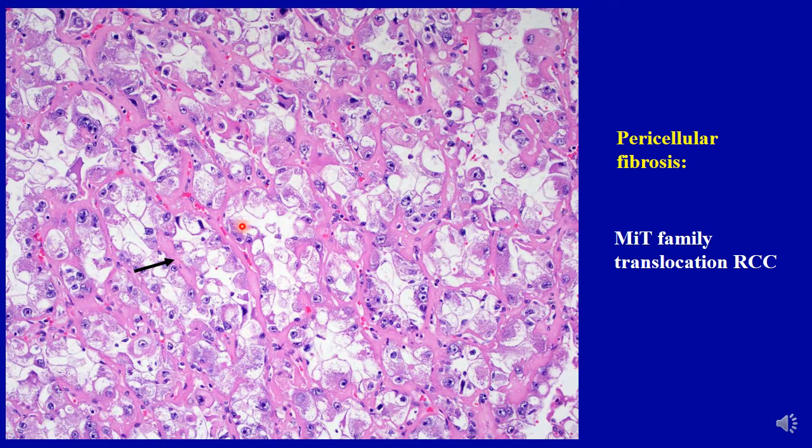The presence of pericellular fibrosis is another soft criteria that you can see within this MiT family translocation renal cell carcinoma. Again, in all these examples, I showed you that this tumor is clearly a very, very high-grade tumor. So if you are dealing with a very low-grade tumor, then it is not likely going to be translocation renal cell carcinoma. And immunohistochemistry and FISH analysis is clearly very important, which I will talk about next.